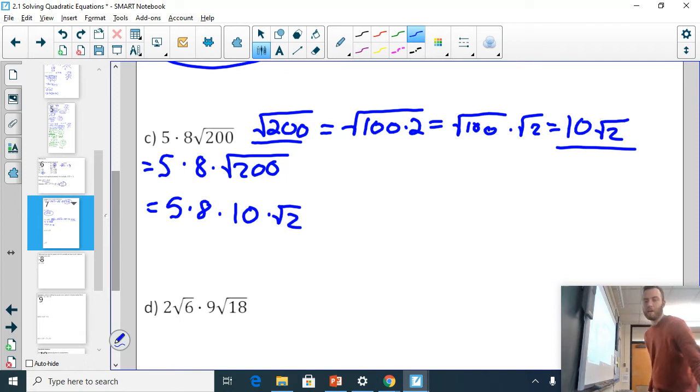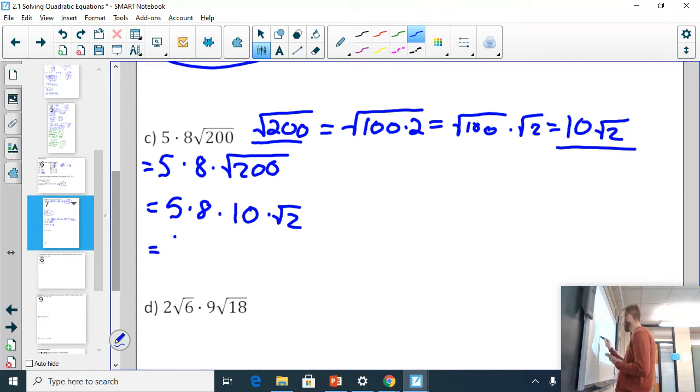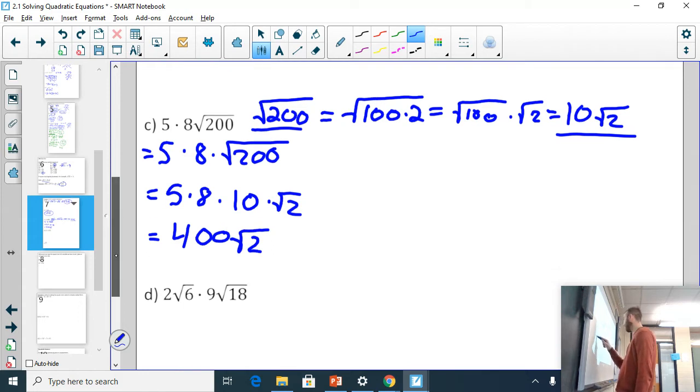And now we can just do 5 times 8 times 10, which is 400, and then we still have that square root of 2. So 400 square root of 2.